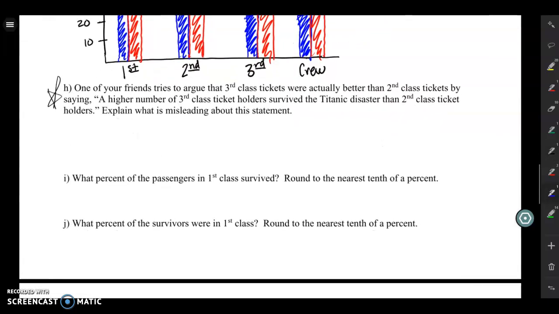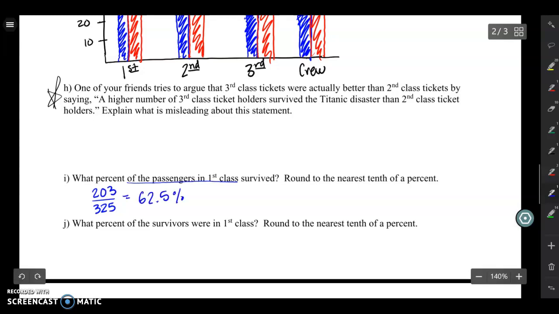Let's answer 2 more questions. Using our 2A table, so we're going to jump back to our 2A table. I want to know what percent of the passengers in first class survived. Okay, so this is kind of going to help you set up your fractions. First of all, I want to know what percent of passengers in first class. That means that the total number that I'm looking at is the people in first class. That's 325 people. And how many of those people survived? That's 203. Okay, so that means that 62.5% of my passengers in first class survived.